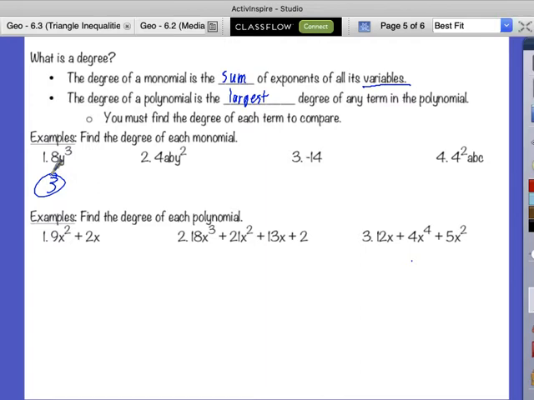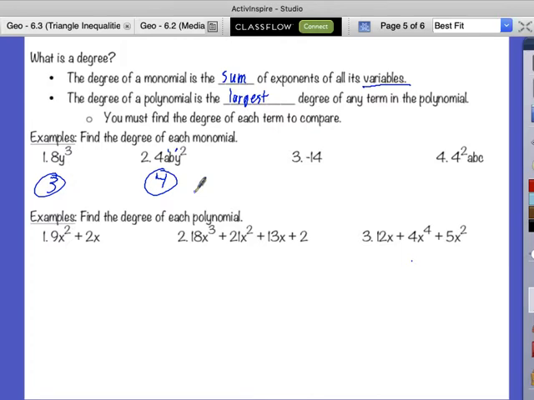What do we think it might be on 2? 2. Okay, I heard 2. Why do you say that? Why did we do second power? What's the a raised to? What's the b raised to? What do we have to do with all 4 of those? Add them. So what is the degree? 4 power. It's 4. So don't just go with the largest in a monomial. We have to add all of the powers of the variables.